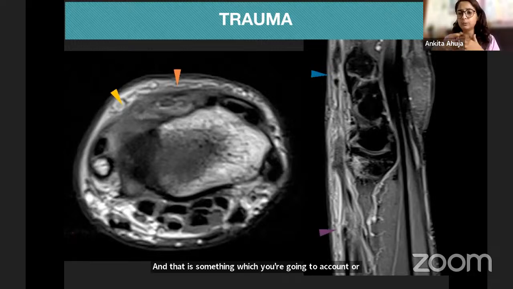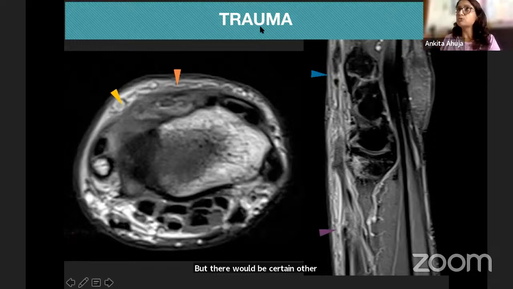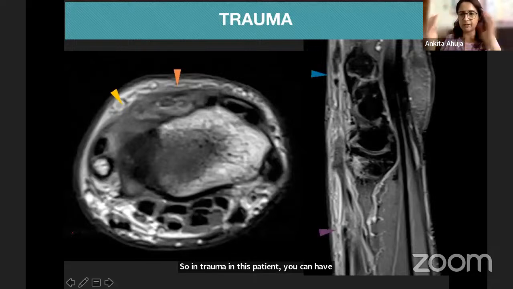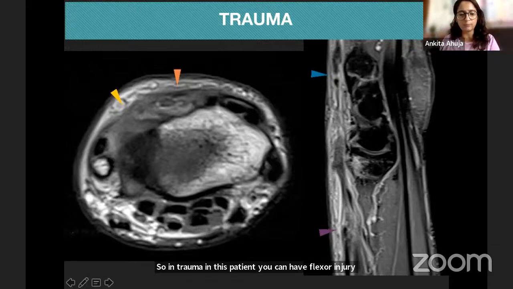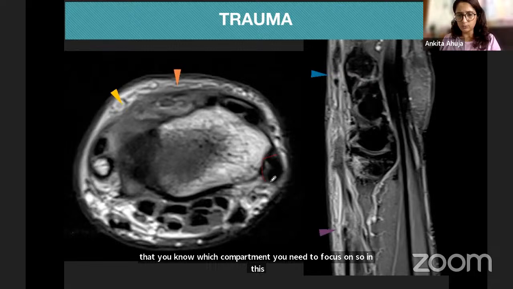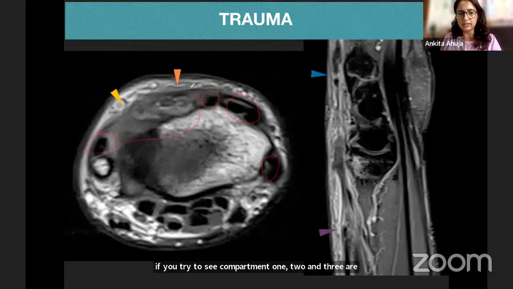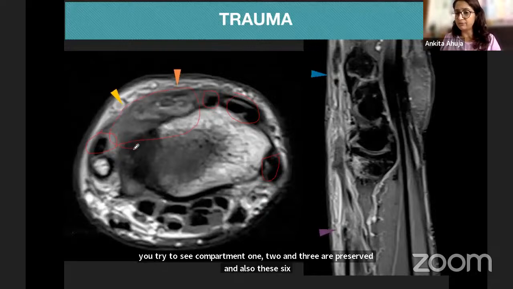But there would be certain other indications for which the patient might be coming to you. One of those would be trauma. So in trauma, in this patient, you can have a flexor injury if the trauma is like this or like this; depending upon that, you know which compartment you need to focus on. So in this, compartments 1, 2, and 3 are preserved, and also this 6, but you do not see any extensor compartment 4 and 5 tendons.